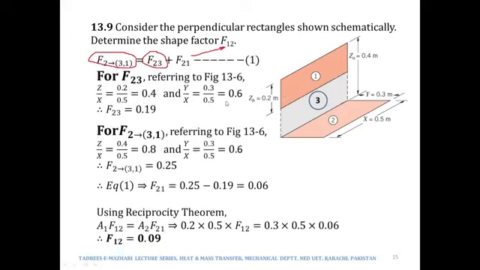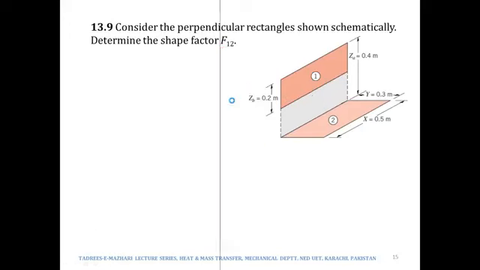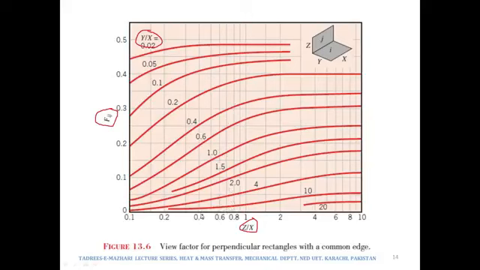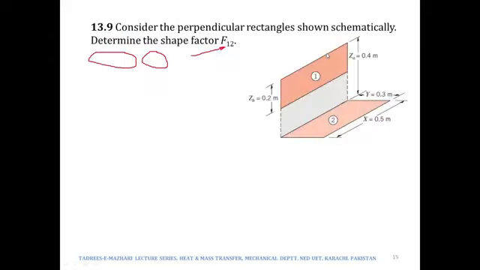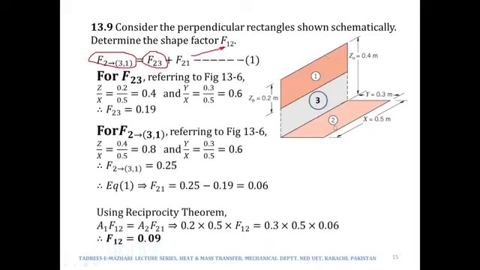So at the intersection of 0.4 and 0.6, we will get a value slightly less than 0.2. So we can take this F as 0.19, and what would it be? It would be Fij. So what is our i? Our i is 2 and our j is 3. So F23 would be 0.19 or 19%.